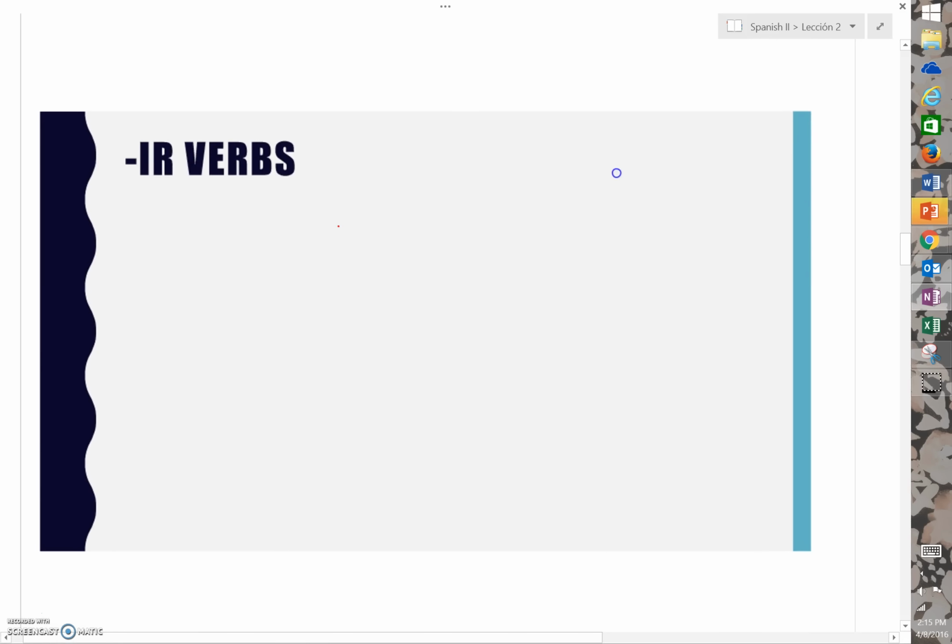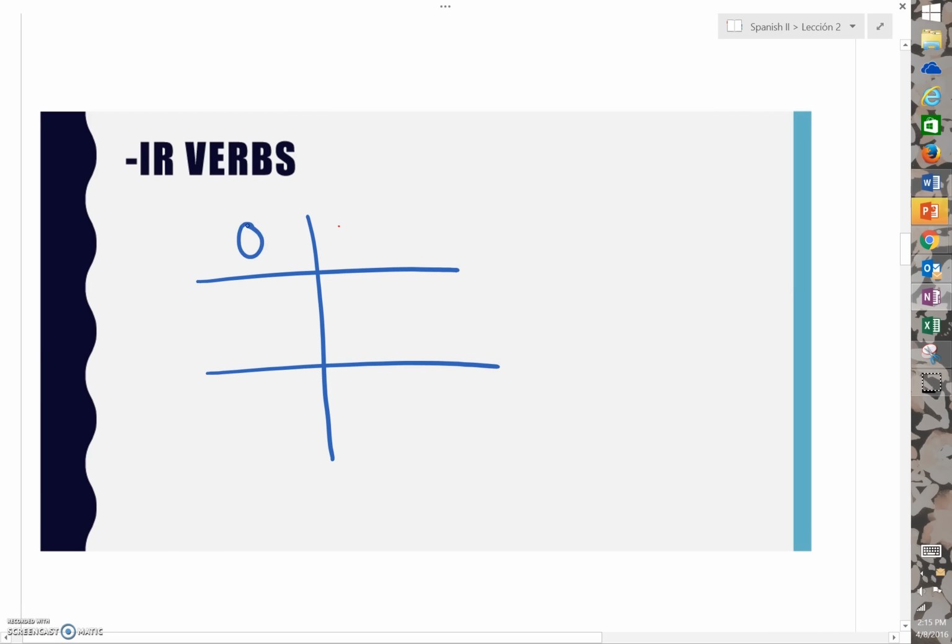Lastly, we have our IR verbs. IR verbs are actually very similar to ER verbs. Again, we're going to use O for our yo form, es for tú, e for él, ella, usted, imos for nosotros, en for ellos, ellas, ustedes. The only difference between ER verb endings and IR verb endings is the nosotros form. Instead of emos, we're going to use imos.